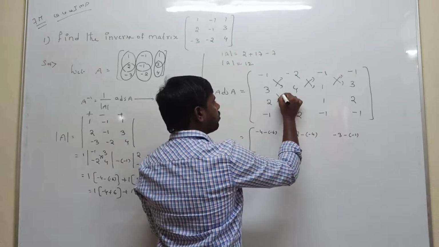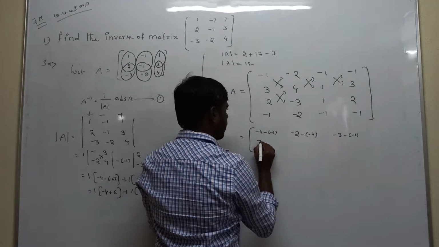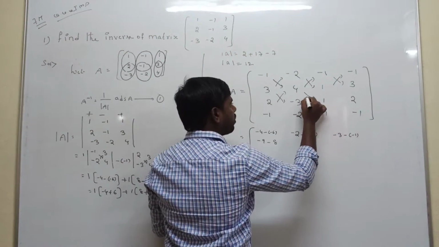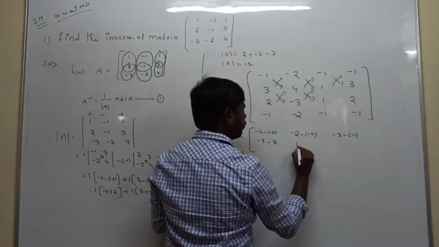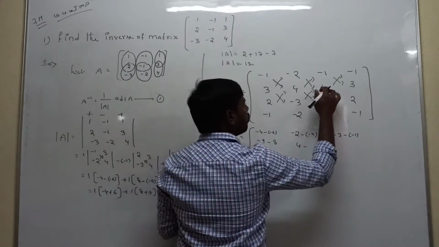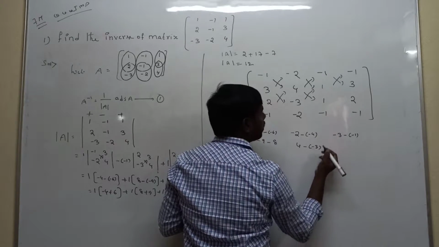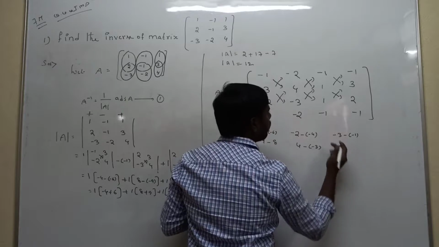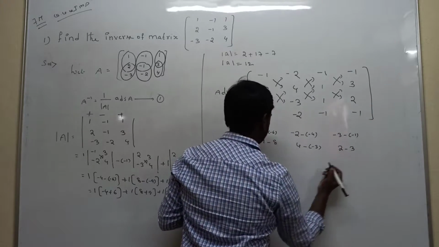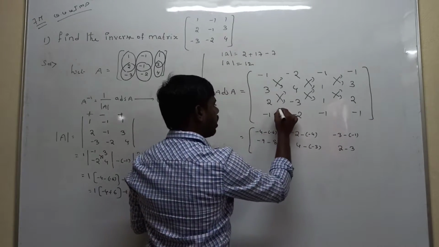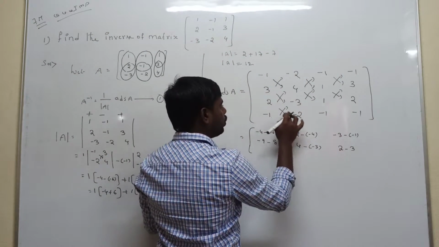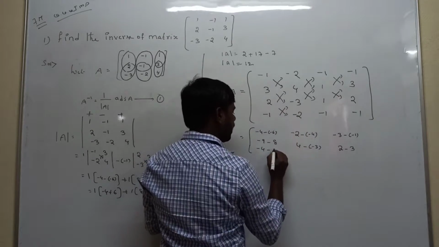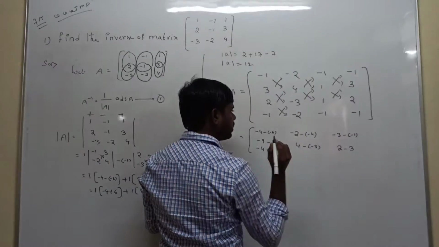Next, we are applying the cross multiplication method. 3 into minus 3 is minus 9. Minus 2 into 4 is minus 8. Next, 4 into 1 is 4. Minus 3 into 1 is minus 3. Next, 1 into 2 is 2. Minus 1 into 3 is minus 3. Next one, applying the cross multiplication method here also. 2 into minus 2 is minus 4. Minus 1 into minus 3 is plus 3. So plus into minus is minus.